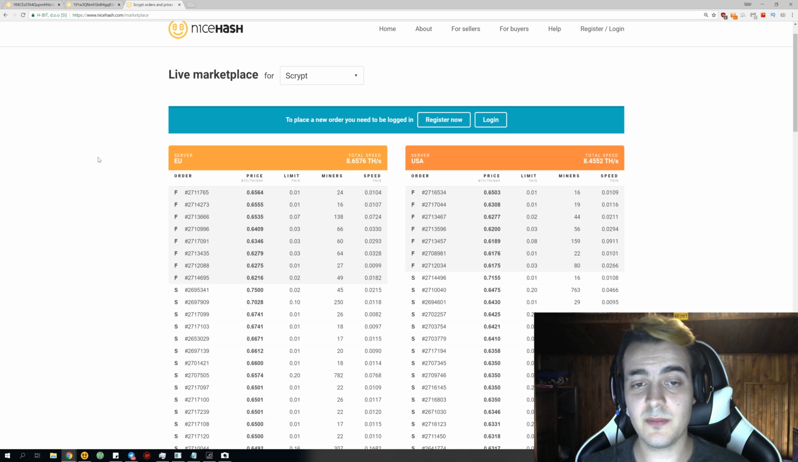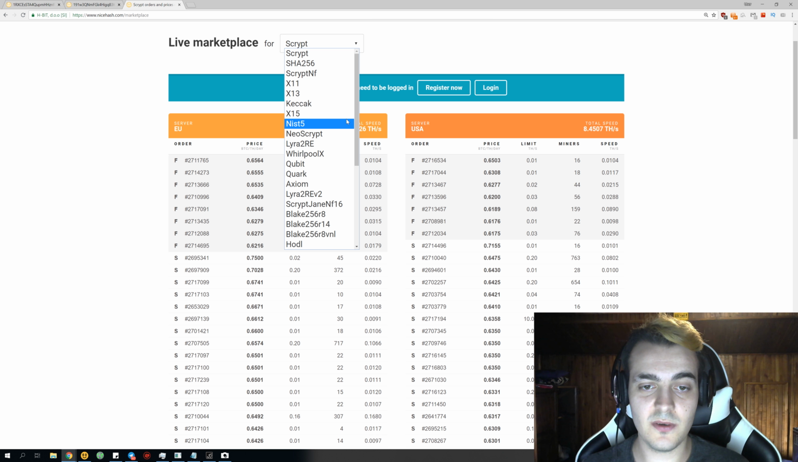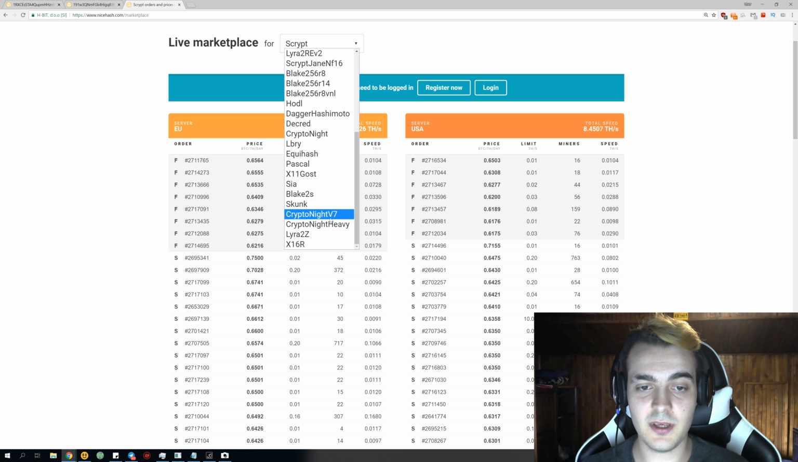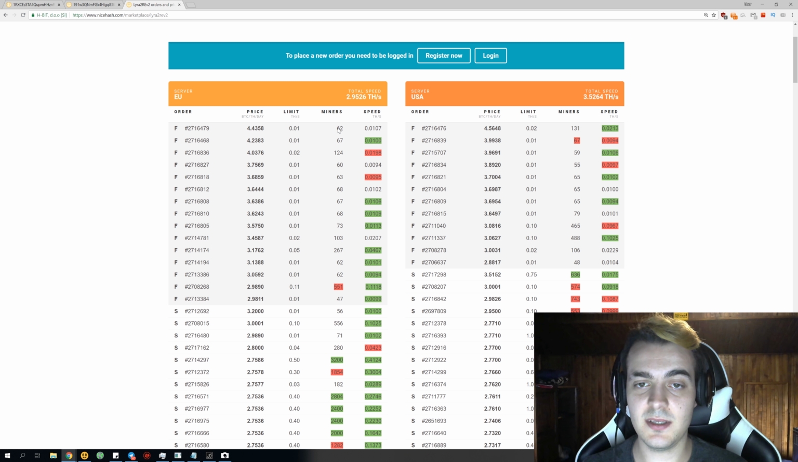So over here, you can see the buy orders for your hashing power. Somebody has to place the buy order for that hashing power and they have to pay insanely high amounts of Bitcoin to get all of the miners to switch to mine Lyra2REv2. So if we go over here to algorithms and find Lyra2REv2, you can see how much people are bidding per gigahash of power. Here you can see that somebody is paying 4.43 Bitcoin per 1 terahash per 24 hours with a limit of 0.01 terahash, and they currently have 62 miners.